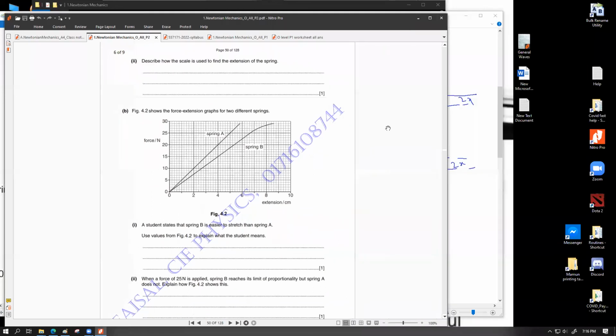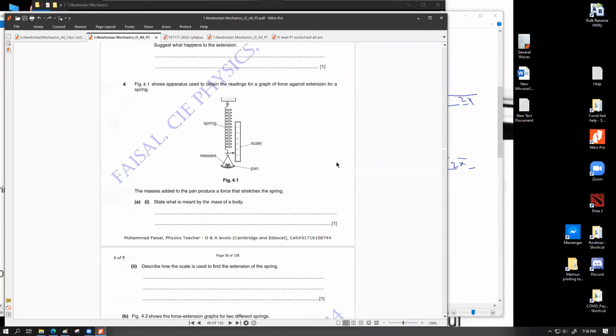Okay, let's look at question 4. It says figure 4.1 shows apparatus used to obtain the readings for a graph of force against extension for a spring. The masses added to the pan produce a force that stretches the spring. State what is meant by the mass of a body. How do you define the mass of a body? Anyone? The amount of matter in something.